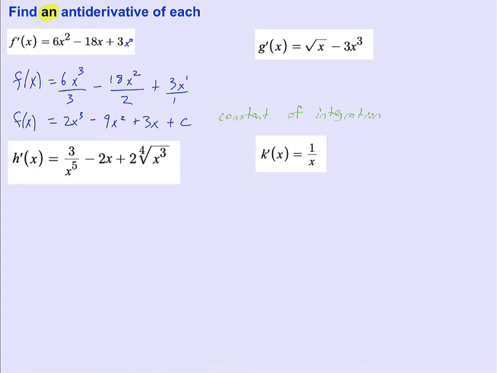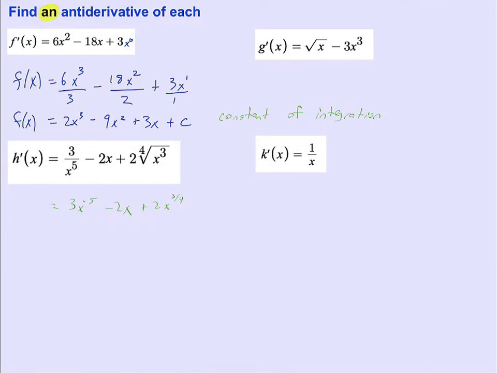And this power rule works for exponents or powers that don't look like polynomials, like h prime of x is 3 over x to the 5th. Well, that's the same thing as 3x to the negative 5th. Minus 2x, that looks fine, and 2 times the 4th root of x cubed is the same thing as 2 times x to the 3/4. So if we rewrite our radicals and our rationals as exponents, we can start using the power rule.